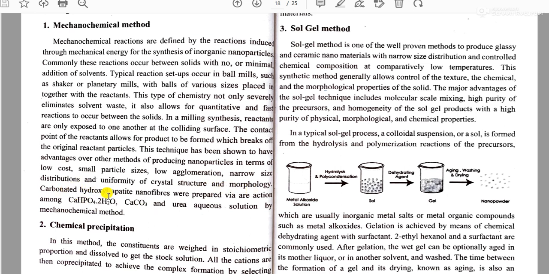Then carbonated hydroxyl apatite nanofibers were prepared via reaction among CaHPO4·2H2O, CaCO3 and urea in aqueous solution. So here this is an example given. We are taking these solid reagents like calcium hydrogen phosphate and calcium carbonate and urea in aqueous solution, and through this mechanochemical method we are grinding these reagents and we could prepare these carbonated hydroxyl apatite nanofibers. This is an example for the mechanochemical method. So many other examples are also available in the literature.